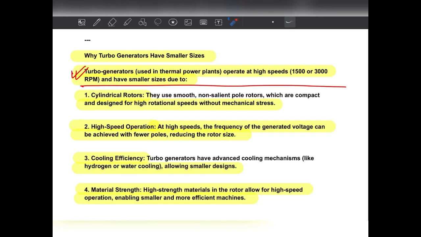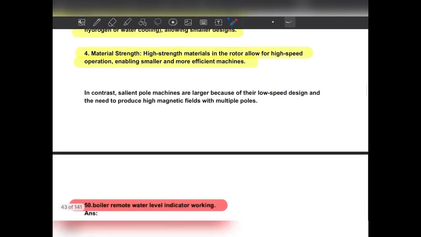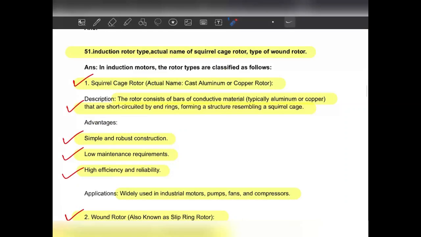Why does a turbo generator have a small size? Turbo generators are made of very small size. What is the reason? Because it is a very high speed machine, that's why we use smaller sizes. Turbo generators operate at a high speed of 1500 to 3000 rpm and have a smaller size due to the cylindrical rotor, because this is a fast generator. For a fast generator we use a cylindrical rotor without any poles. So that's why your speed will be increased. We use the cylindrical rotor for high speed operation and cooling efficiency, and the cooling mechanism is also there for the turbo generator. Now move on to another question.